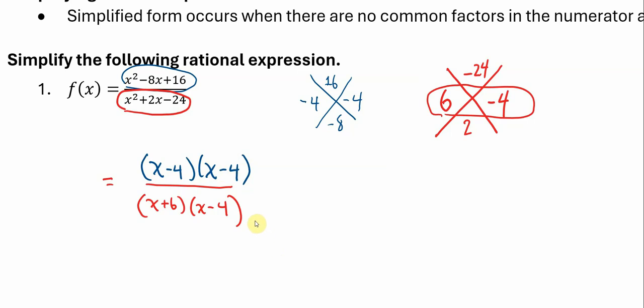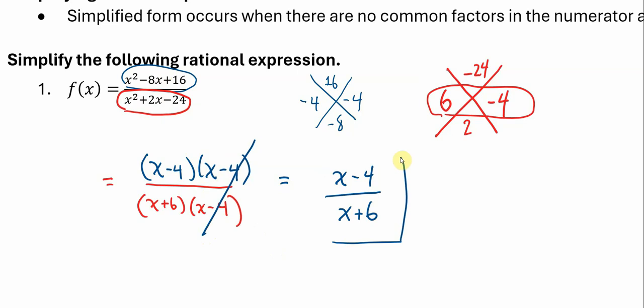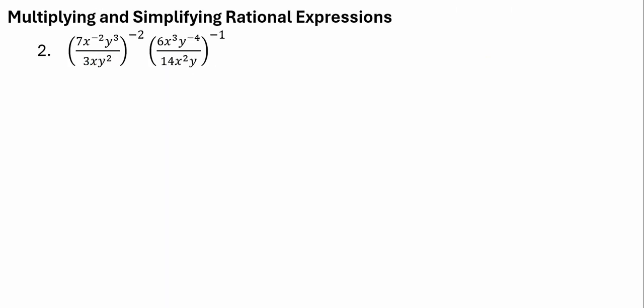And you see here that we have an x minus 4 in the numerator, and x minus 4 in the denominator. So these two are going to cancel each other, and what's left is x minus 4 over x plus 6. So this expression that we started with, with a polynomial in the numerator and a polynomial in the denominator, can simplify down into this particular expression here. All right, on to our next example.